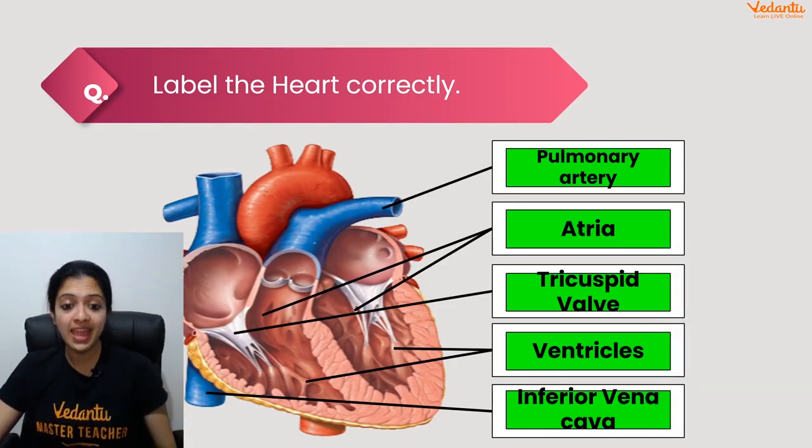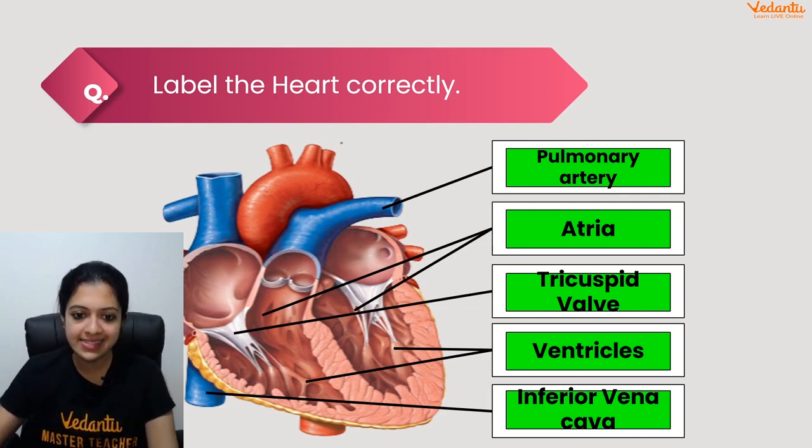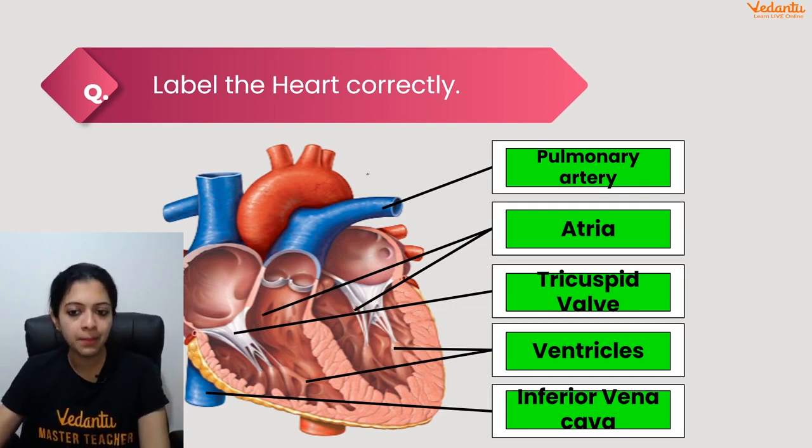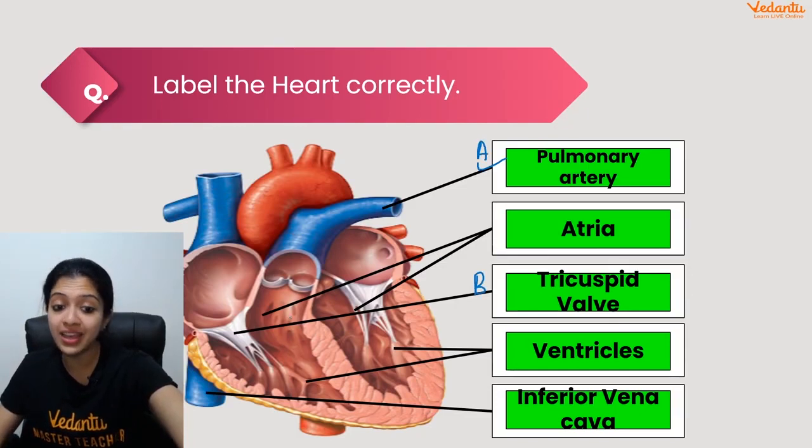Why so? Because it's pumping blood from your right atrium to your lungs. That's why it's blue in color, right? Remember, pulmonary artery carries deoxygenated blood. Atria had already been marked for you, so that's fine. So this was A for you. And this was B. Tricuspid valve.